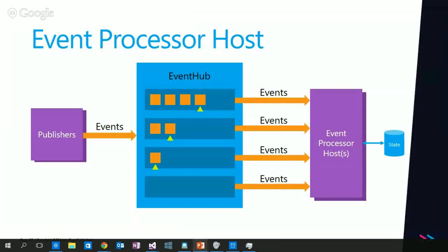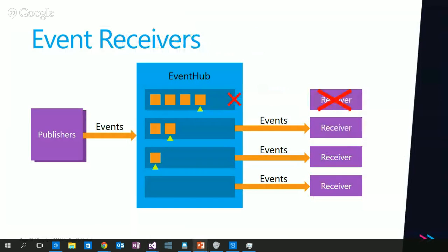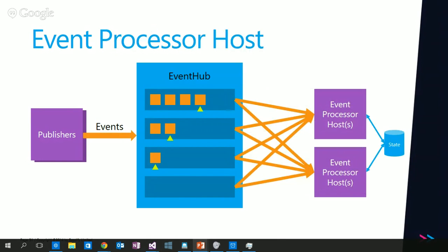The reason that's important is that in the receiver model, if a receiver fails, you stop processing events on that receiver entirely. Whereas in the processor host model, you simply have a cluster of event processor hosts, and it automatically balances the load across the partitions, so that if one of the event processor hosts goes offline, the other event processors in the cluster can take over.